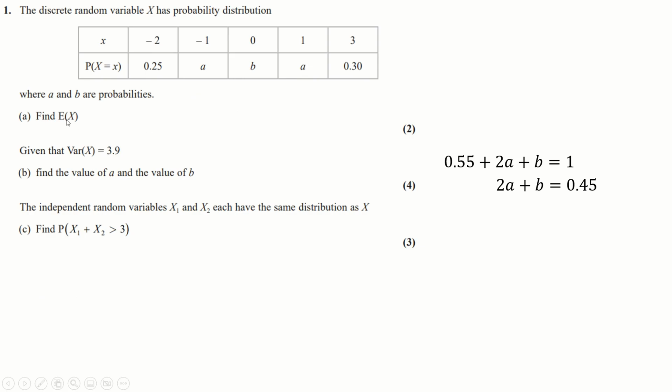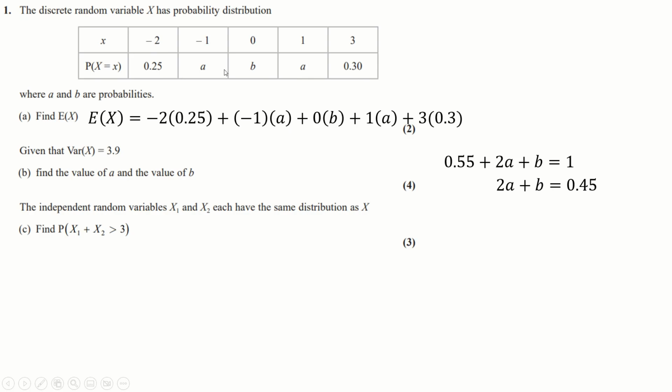For now, the expected value of X is, of course, this times this plus this times this plus this, and so on. When you look at it, you think, well, you can't do that without a and b, but because the a's cancel and the b isn't there in the first place, that just gets you a number, which is nice. And then it says variance is this.